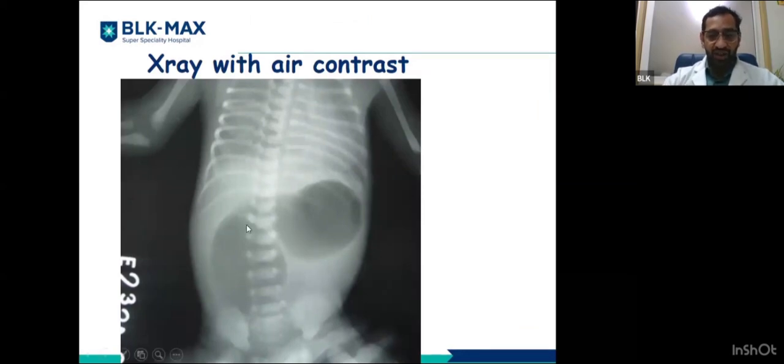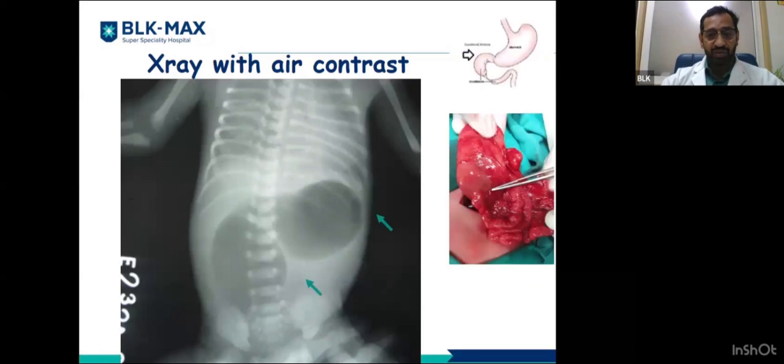After putting in air, you can see here there's a large air bubble in the stomach, there's a large air bubble in the duodenum, but absolutely no air seen distally. So there's a hugely distended stomach and duodenum with absence of gas distally, which is a very classical presentation of duodenal atresia, and that is a double bubble sign.